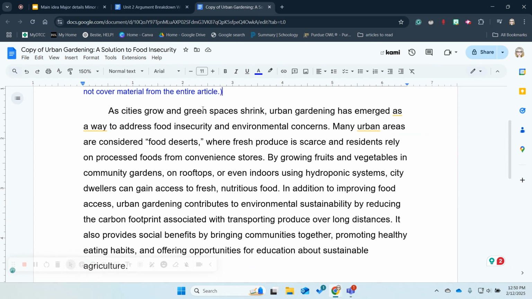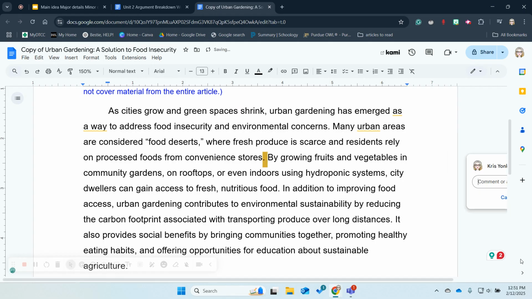So as cities grow and green spaces shrink, urban gardening has emerged as a way to address food insecurity and environmental concerns. Many urban areas are considered food deserts where fresh produce is scarce and residents rely on processed foods from convenience stores. So one of the things I notice here is repetition.